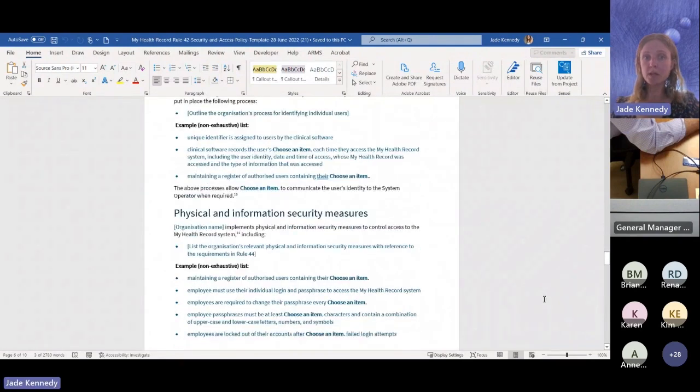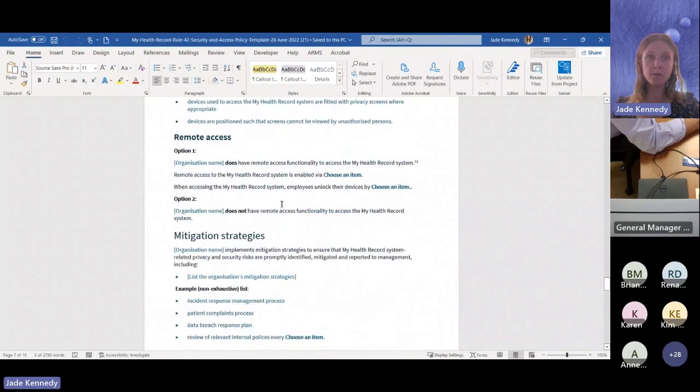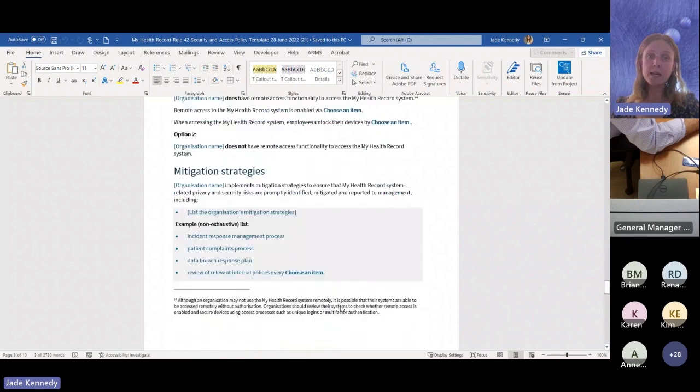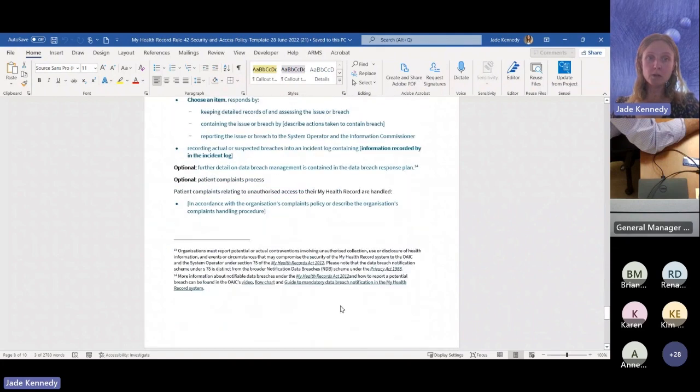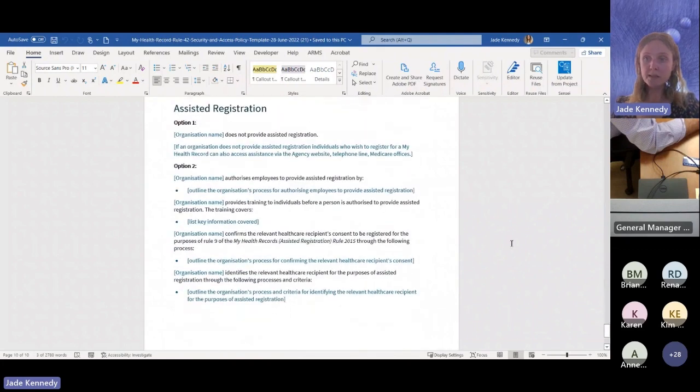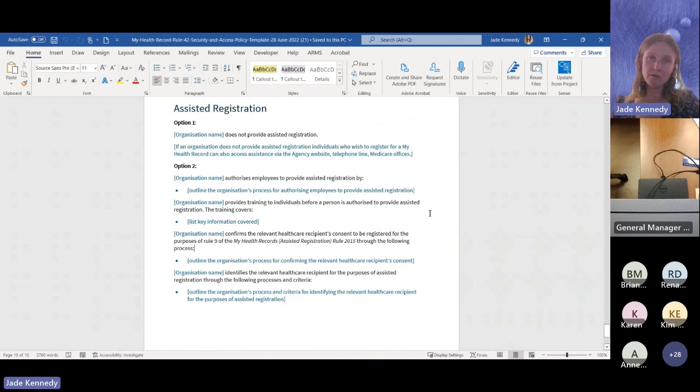There's a couple of additional optional sections, for example, concerning remote access. There's also one to do with patient complaints. Optional sections, as the name implies, are clearly optional and could be removed from the template if they don't apply.